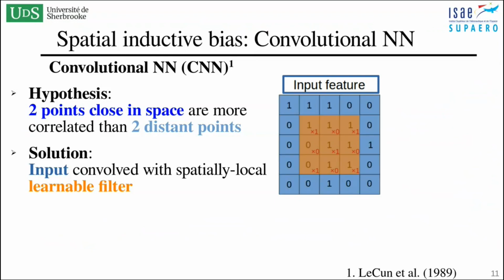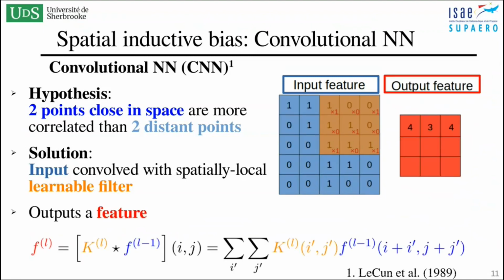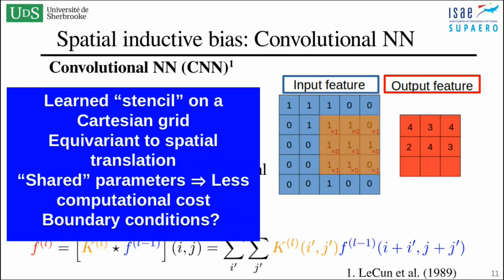And this is slid throughout our input. This will then result in a so-called feature, as shown here in red. Basically, what this is doing is just learning a stencil on a Cartesian grid, and the property of this neural network is that it is equivariant to spatial translation.